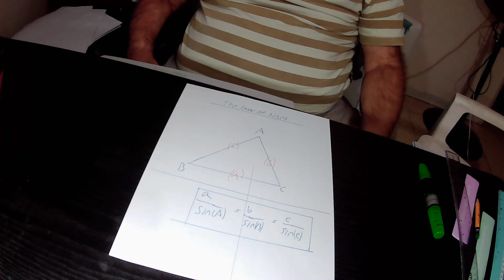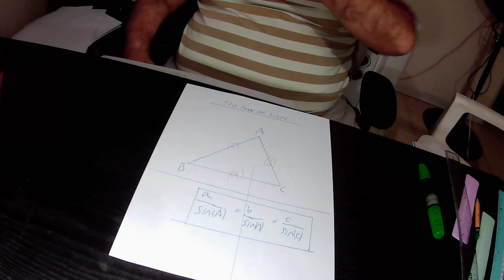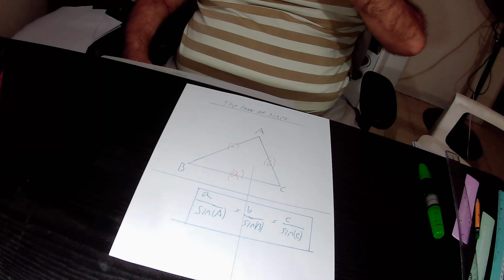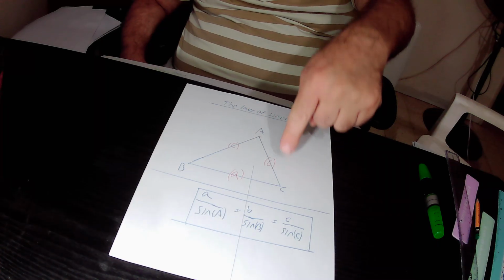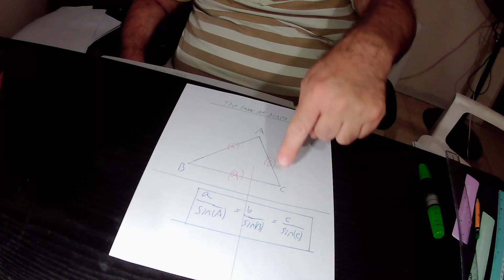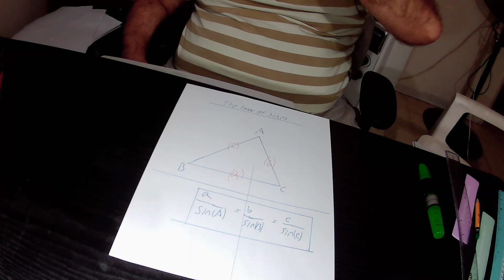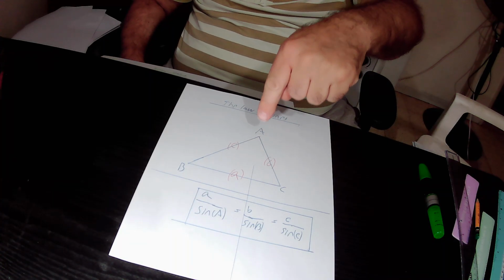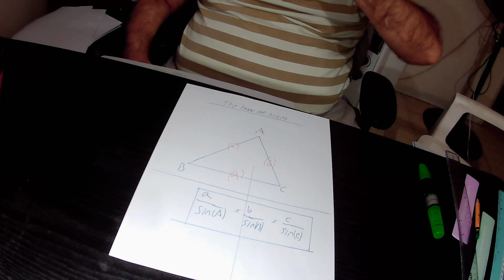And according to the law of sines, in this triangle ABC that could be any triangle, the following equation is true: a over sine A equals b over sine B equals c over sine C.